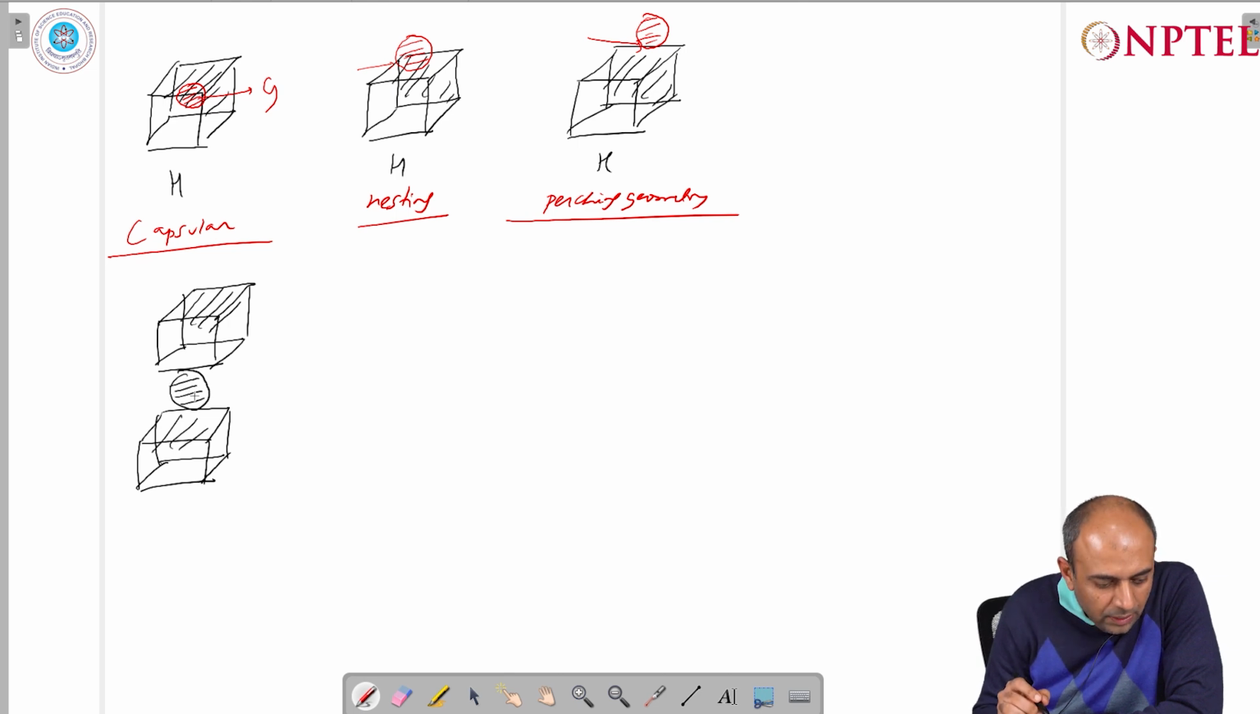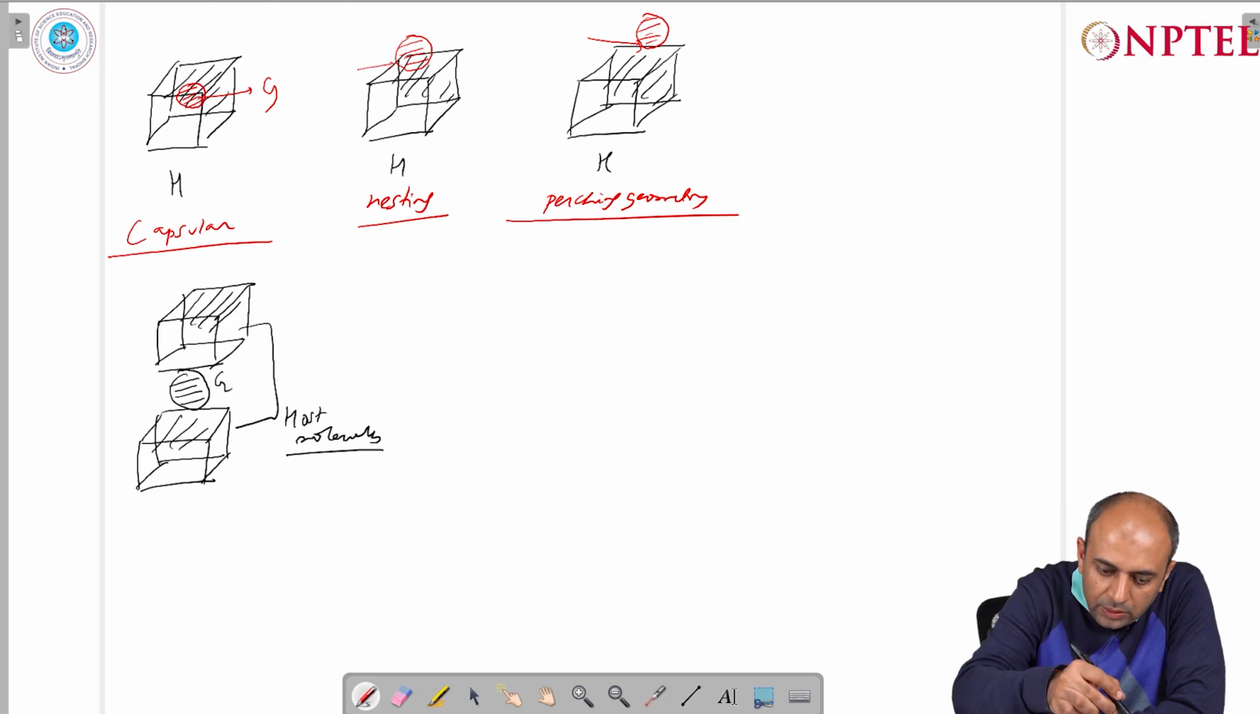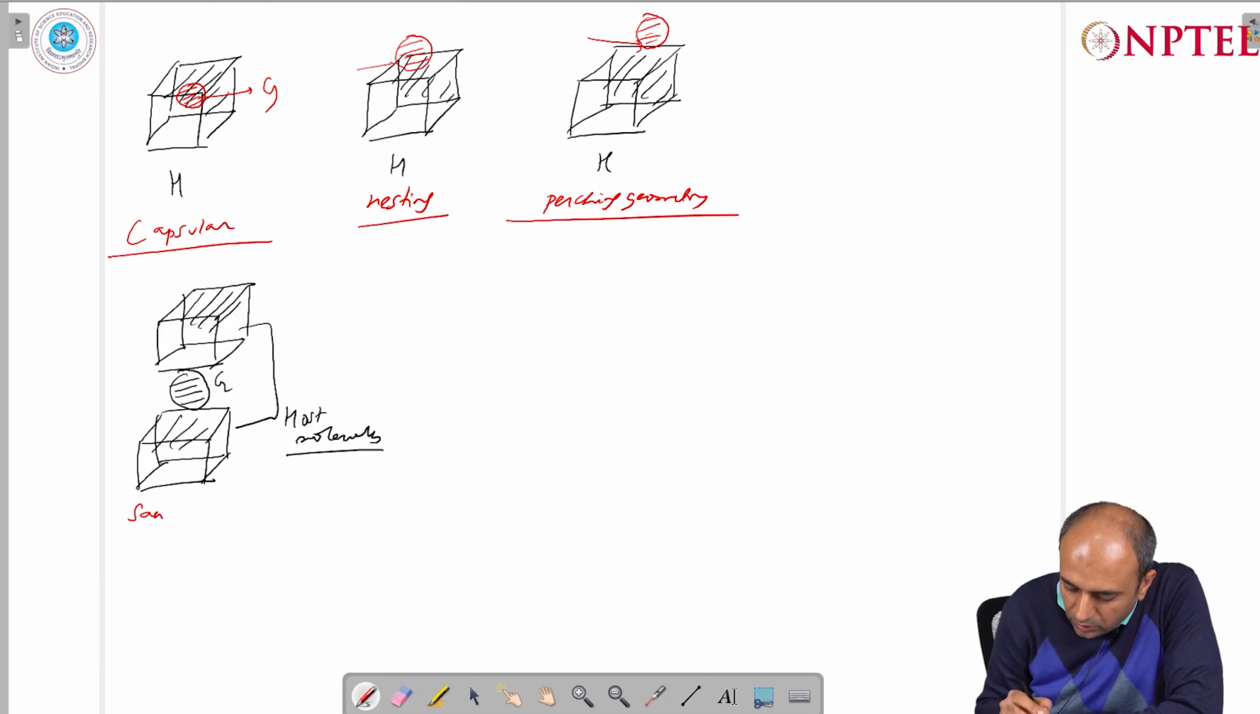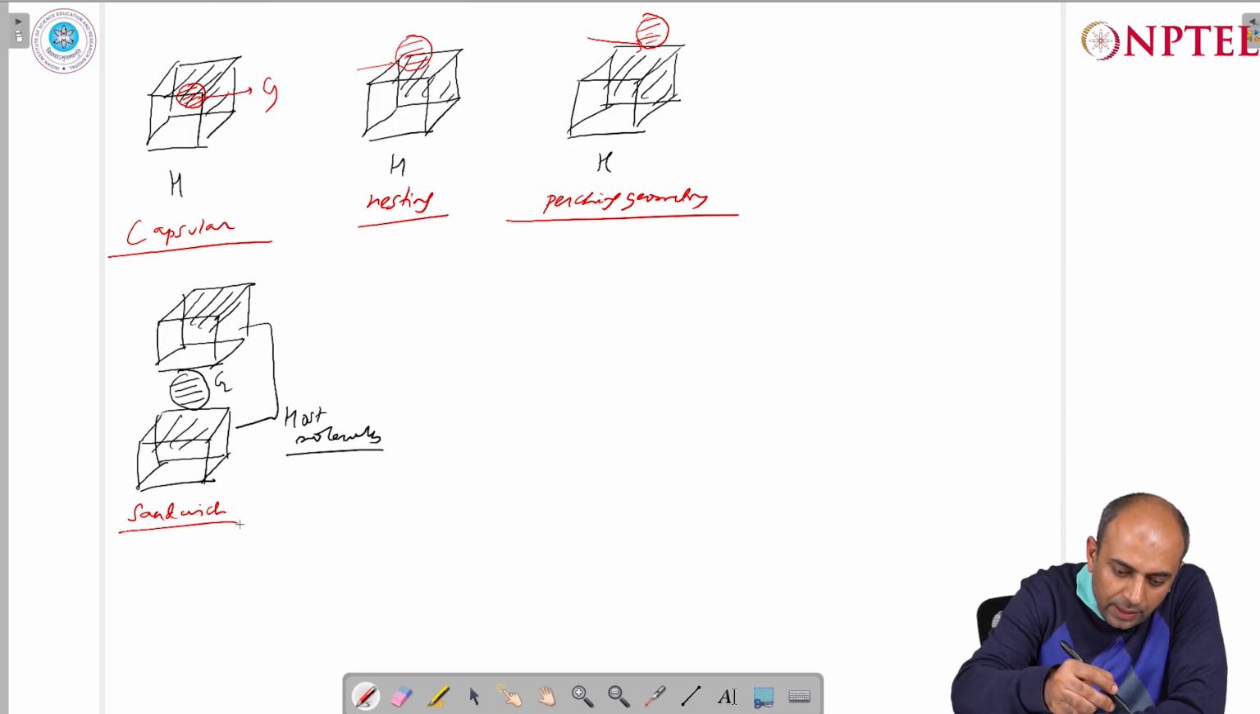Then we can have the guest, which is actually included between two host molecules. It is kind of sandwiched. The guest is sandwiched between the two host molecules. This is referred to as the sandwich geometry or the sandwich conformation.